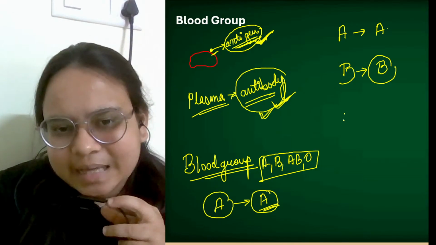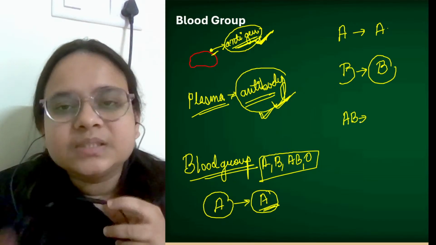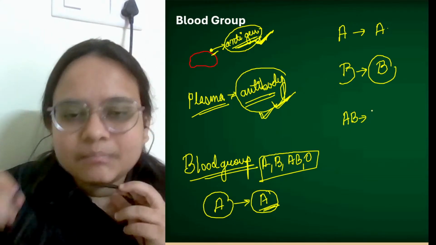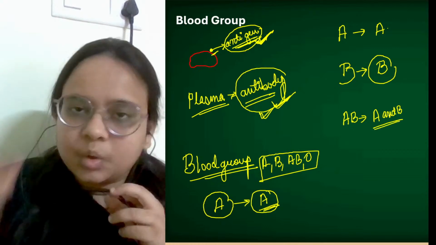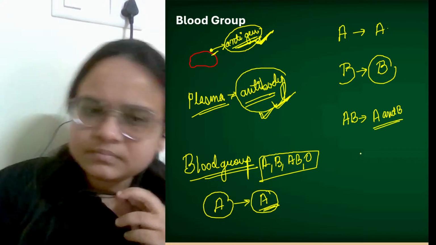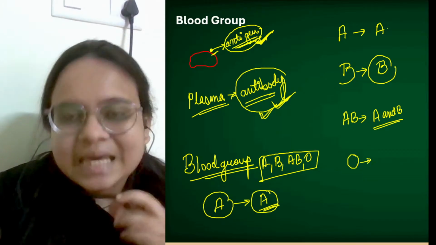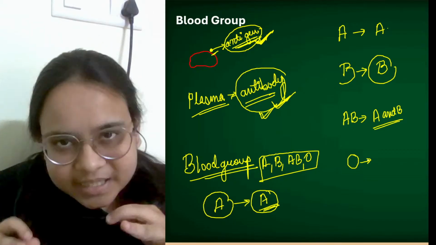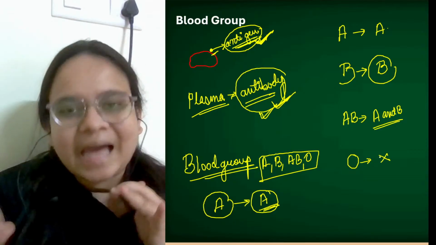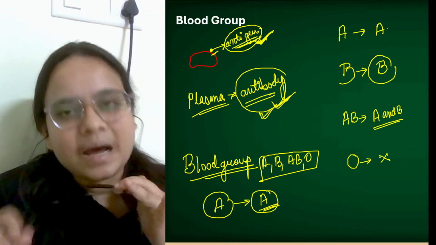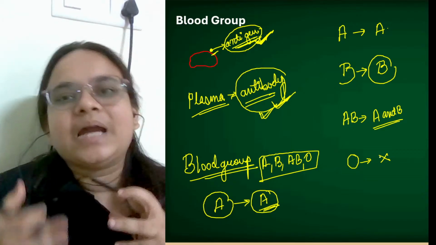Similarly, if I say that anybody is having blood group AB, this means that he must be having antigen A and antigen B both over his RBCs. Now, if somebody is having blood group O, that means he is not having either A antigen or B antigen. He is not carrying any antigen over his or her RBC. Fine. So this way we define our blood groups.